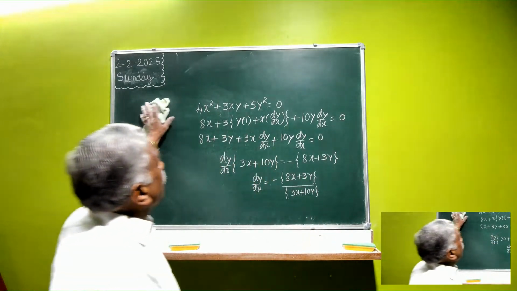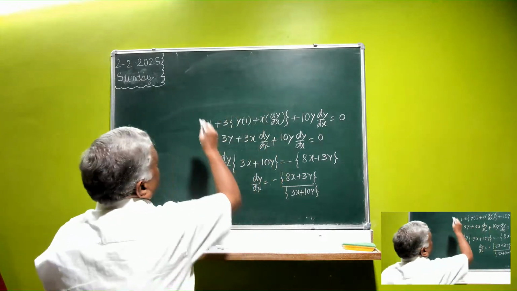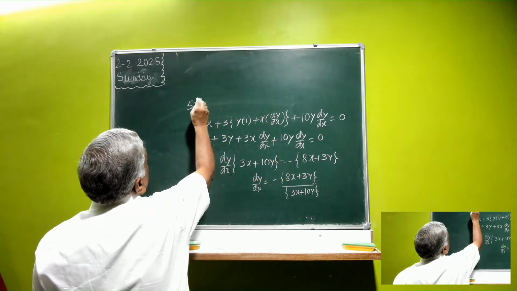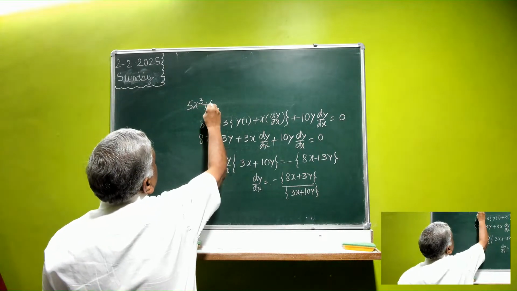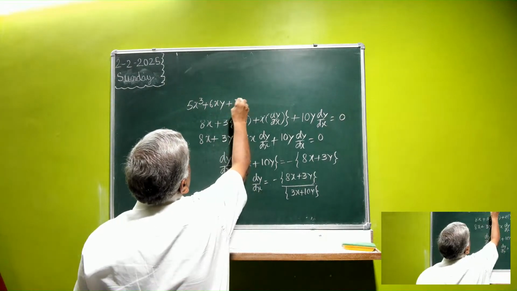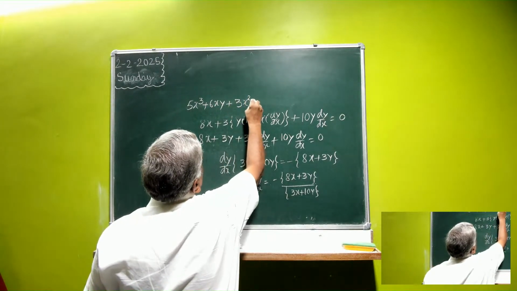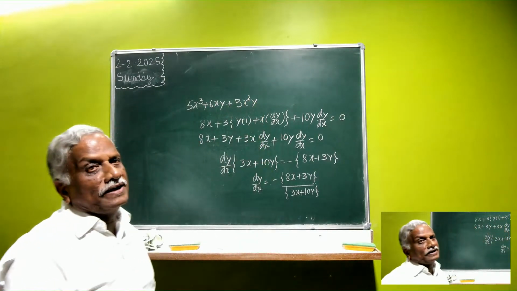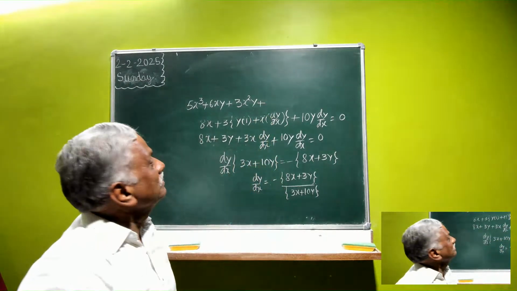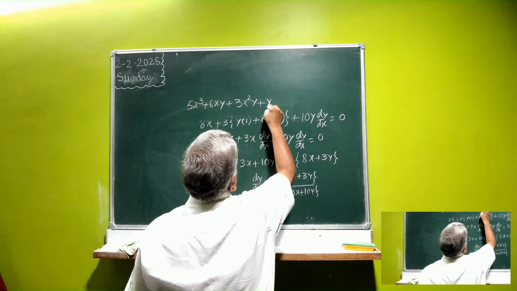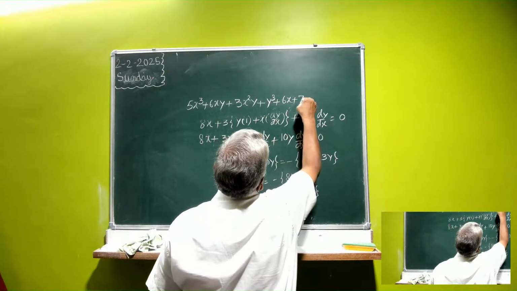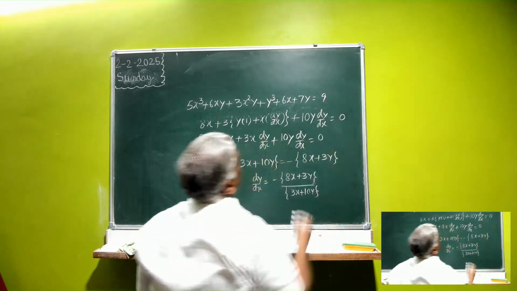I give one more problem of the same type. 5x square or 5x cube plus 6xy plus 3x square y. I'm making it a little more complicated. But remember, you are differentiating only one term at a time. Plus y cube plus 6x plus 7y is equal to 9.